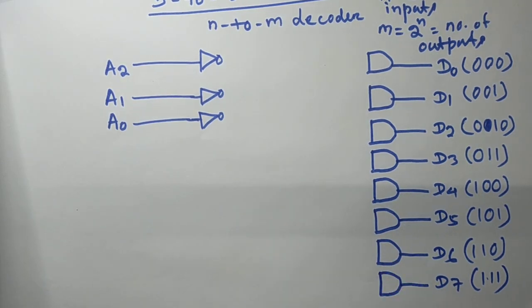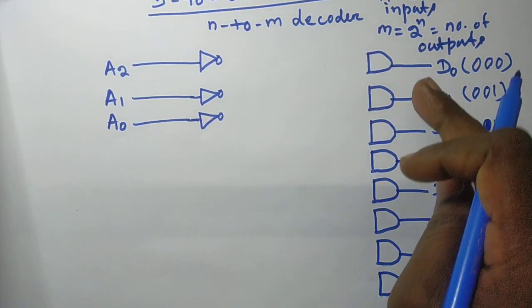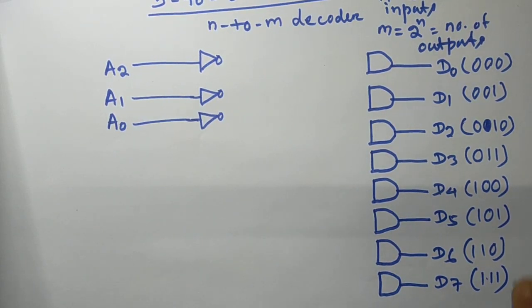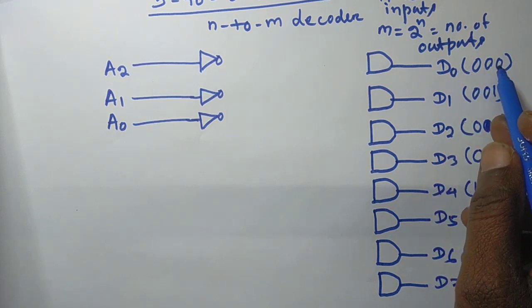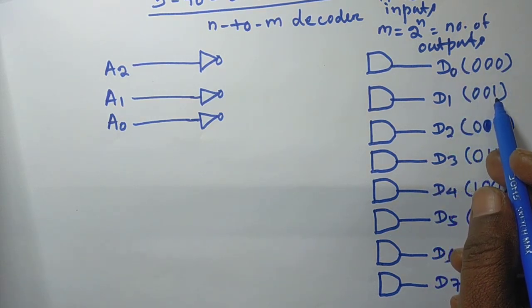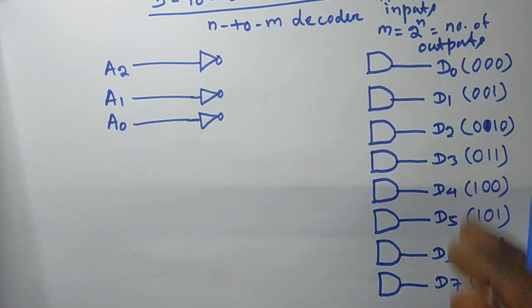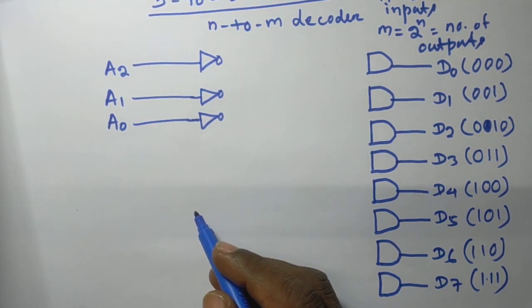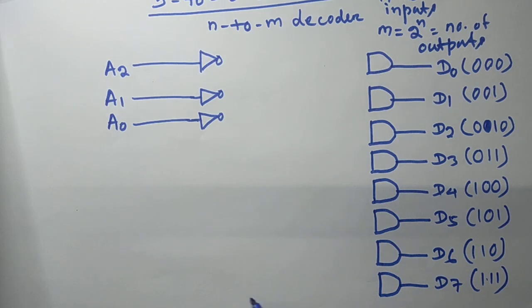Now we will connect each individual input to the corresponding AND gate. Then we can find the result as either D0 000 or 0010, like this. We get the output accordingly. Now we will see how it will be connected.